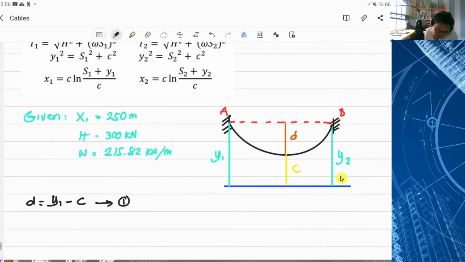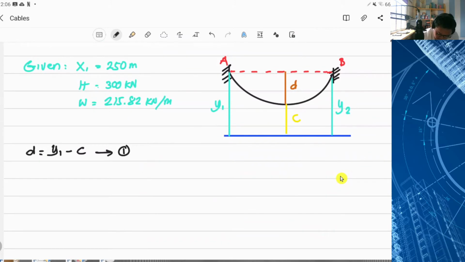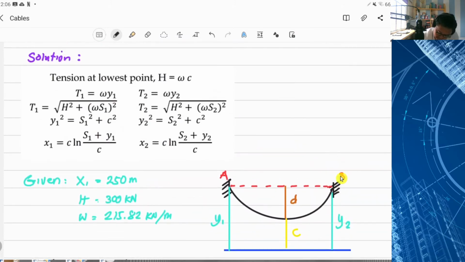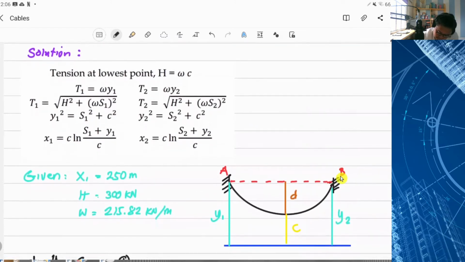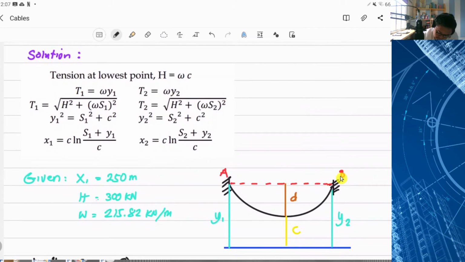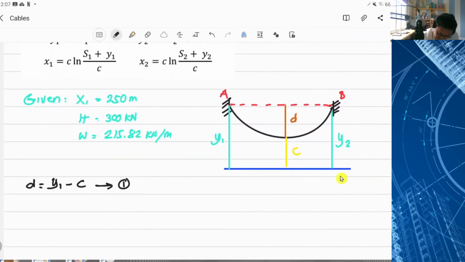Based on the given, we will find what's the best formula to use. So we have H, we have W. Maybe the first formula we can use to solve for C. H equals WC. H is given: H is 300 kilonewton. W is 215.82. So we can solve for C.